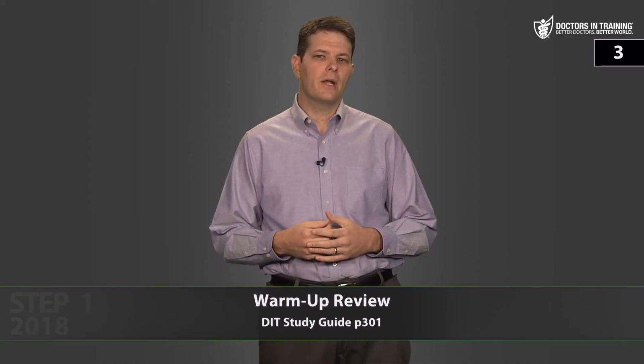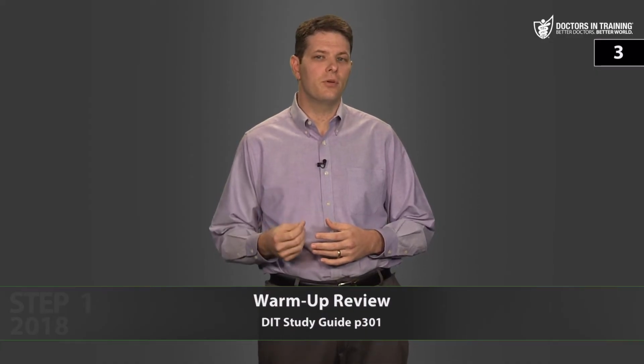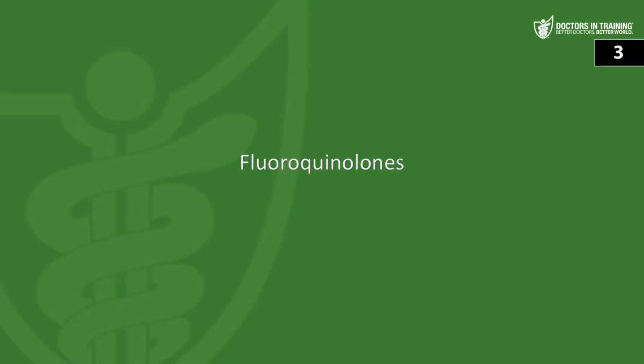Next, which antibiotic class is known to increase the risk of tendon rupture in adults? It's the fluoroquinolones. All right, let's get started with the lecture.